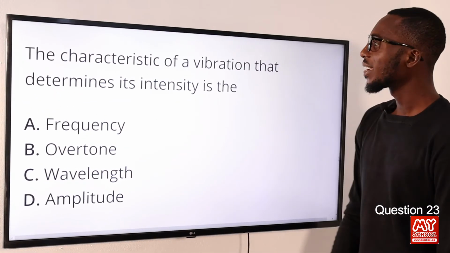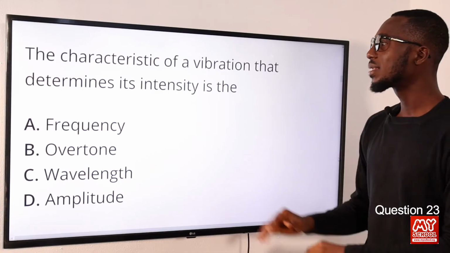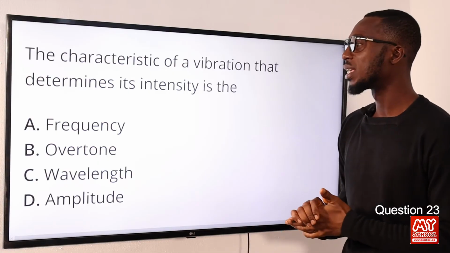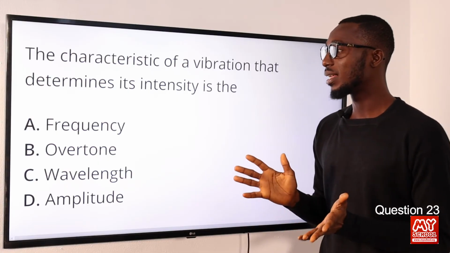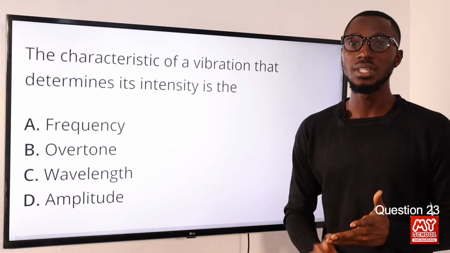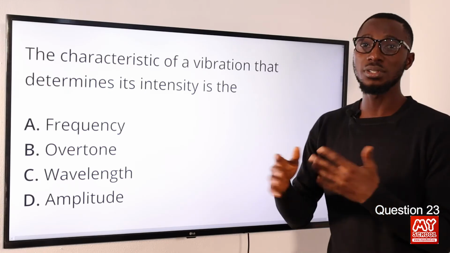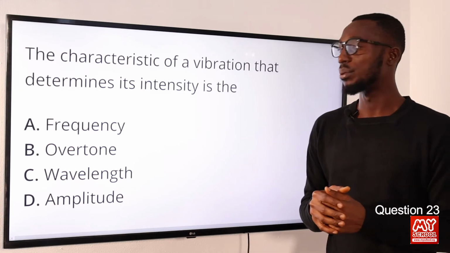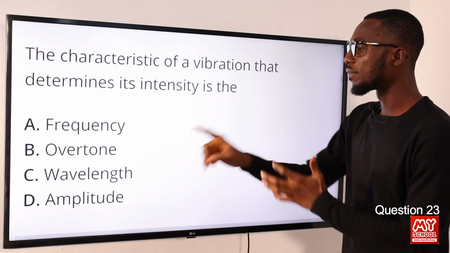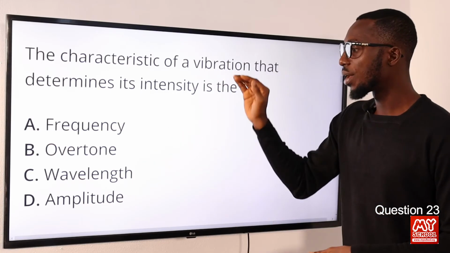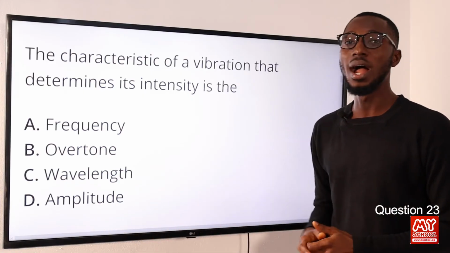23. The characteristic of a vibration that determines its intensity is the what? When you talk about factors that influence intensity, you are looking at amplitude of vibration, frequency of the sound, and distance from the source of the sound. So the correct option here is option D for amplitude.